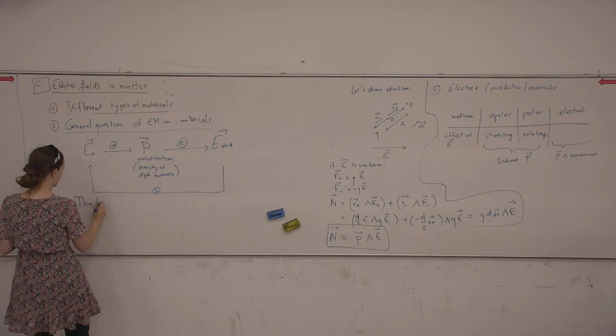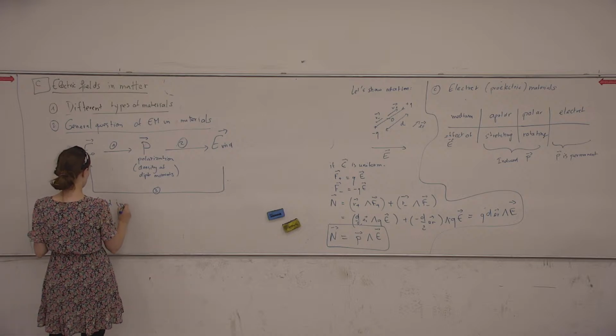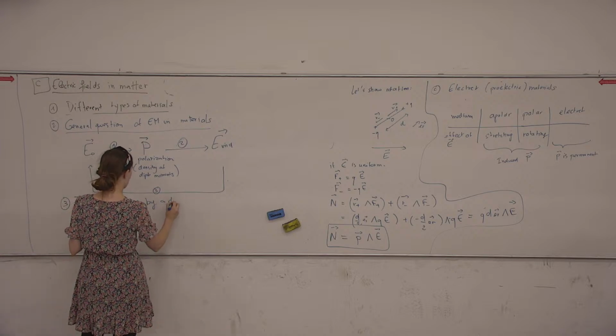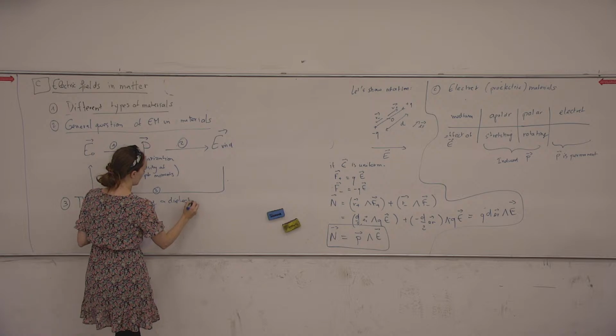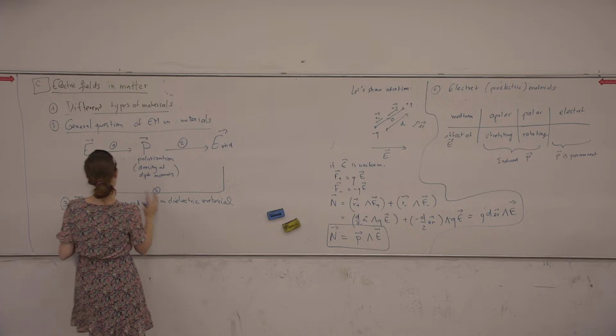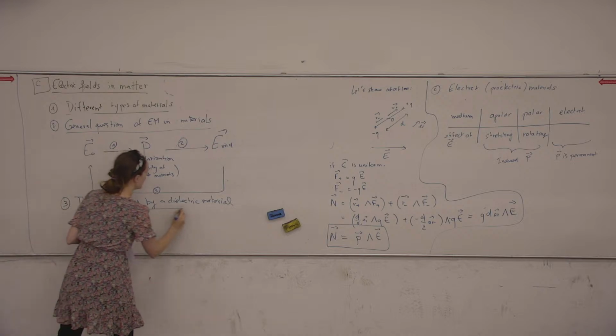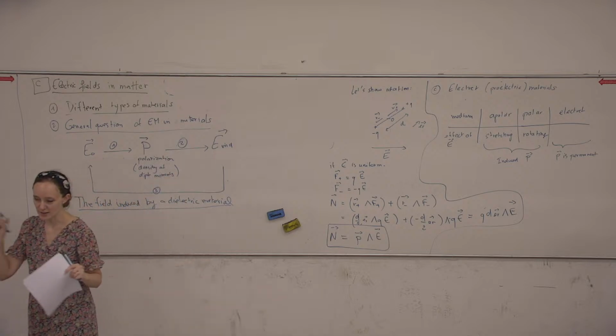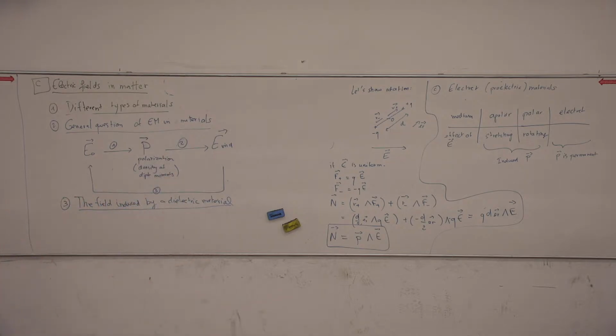The field induced by a dielectric material. The reason I summarize this is that you should have in mind that when I'm talking about a material in a field, there are 2 issues, and there is a matter of circularity: the material is reacting by generating dipoles, and the dipoles in turn are generating a field, and this all is circularly problematic.